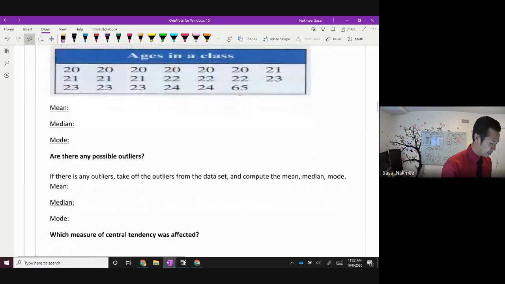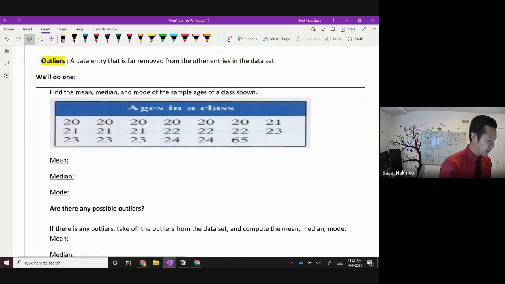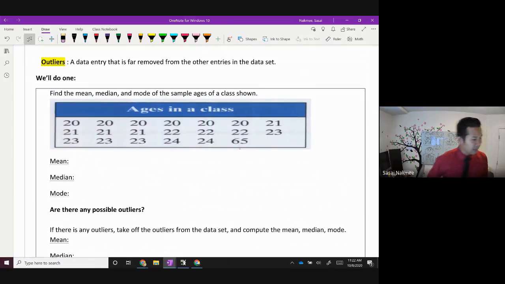Outlier. Let's take a look here. An outlier is just a data entry that is far removed from the other entries in a data set, right? That's all an outlier is. All right, so as I was saying, an outlier is just an entry, a number in your data that looks like it's super far away from all your other data entries, right?